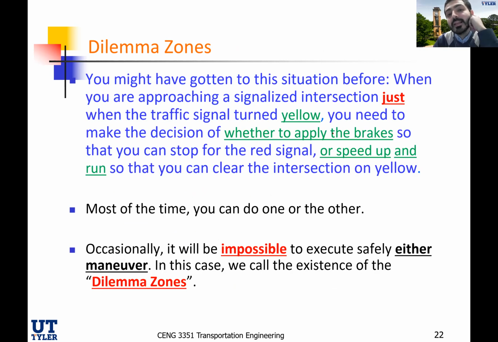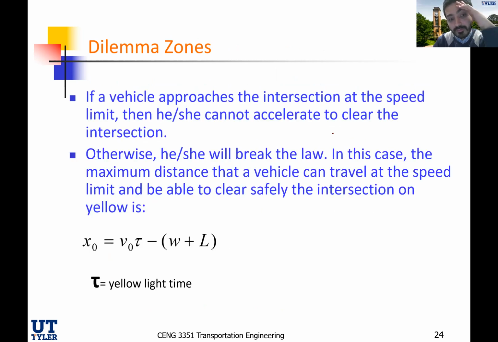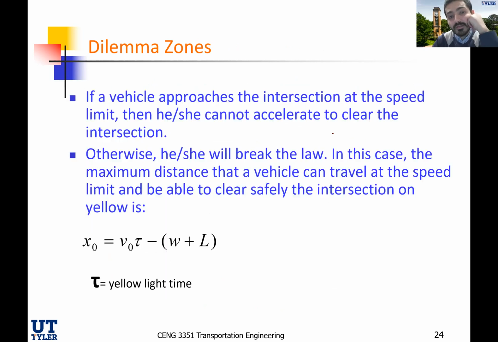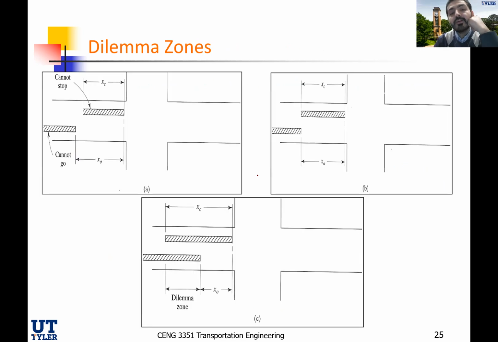And then we talked about the dilemma zone. Again, we can do a simple calculation. We've gone through those, and the equations are going to be provided to you. And then I may give you an example, and I'll ask you, are we having a dilemma zone at this location or not? I'll provide you with the yellow time, for example, what was the speed, what's W, what's L, and then you need to compare and see.